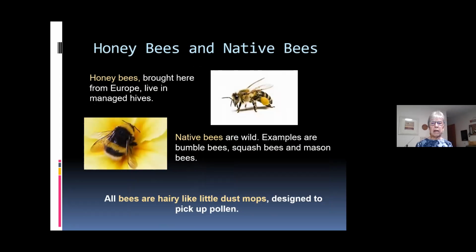And bees are like hairy little dust mops. And you can see the bee at the top has collected pollen in its little sac, and they're designed that way so that they can spread that pollen around.